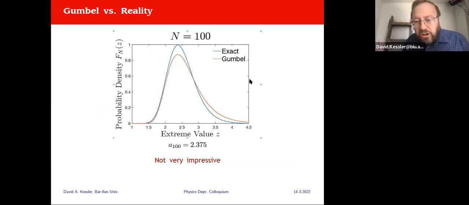This way. Okay. So how does this look? Here, what I did is I just plotted the exact answer, because I have MATLAB and I don't have to work very hard. And this, the red curve, is our Gumbel distribution. All right. Now you see that it's not crazy.